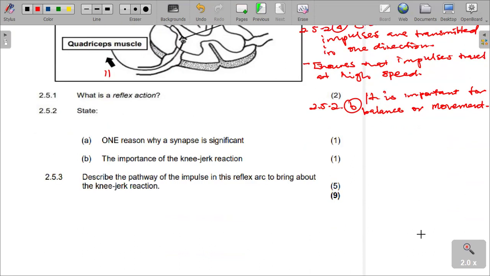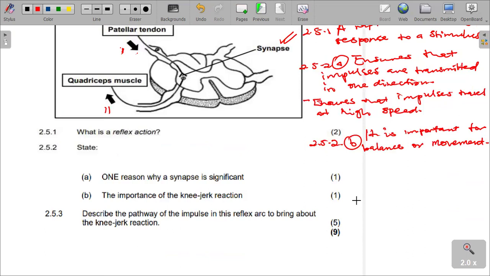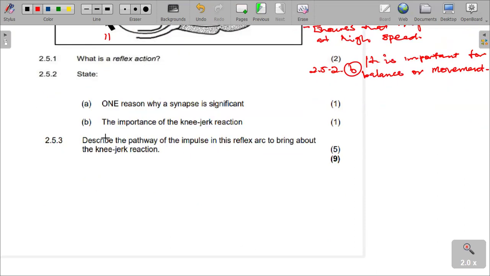Describe the pathway of the impulse in the reflex action to bring about the knee-jerk reaction. We are asked to explain the movement of the impulses from the patellar tendon, through a sensory neuron at the receptor organ, the synapse in the spinal cord, until it exits through the motor neuron to the effector organ. So the question wants us to describe the pathway.